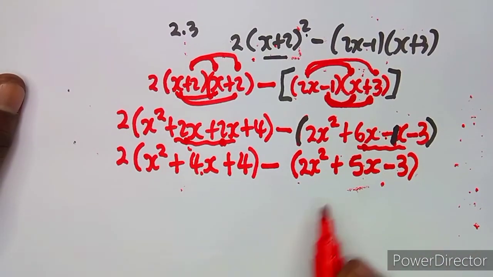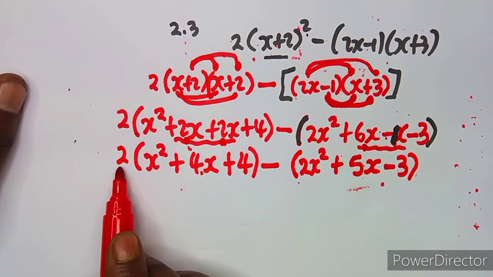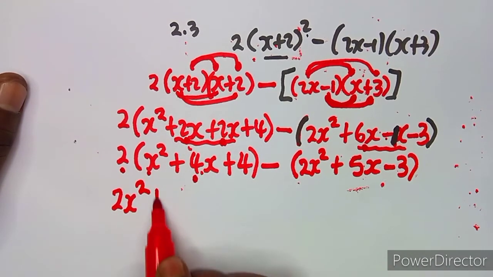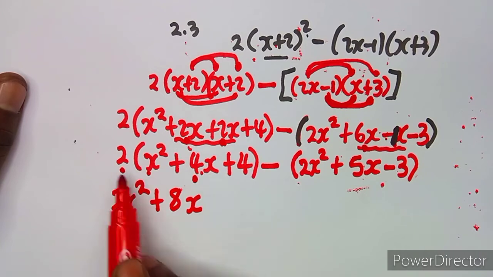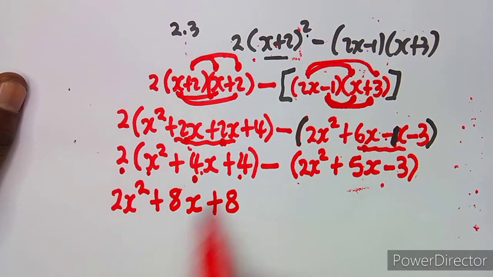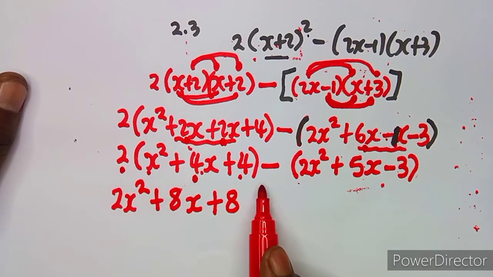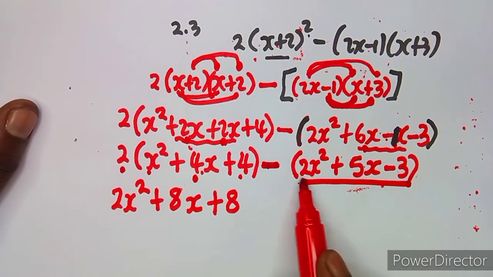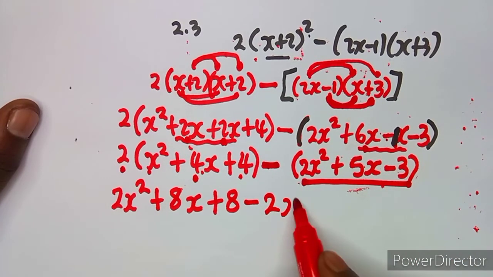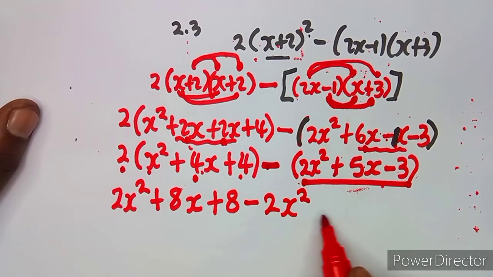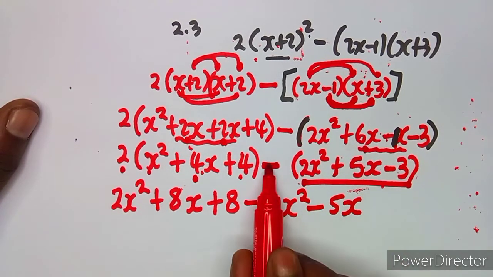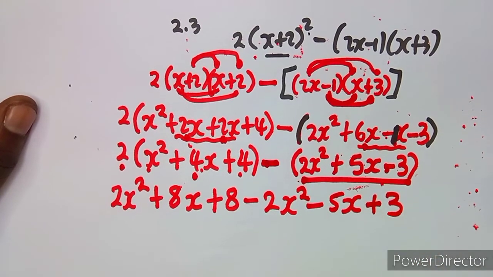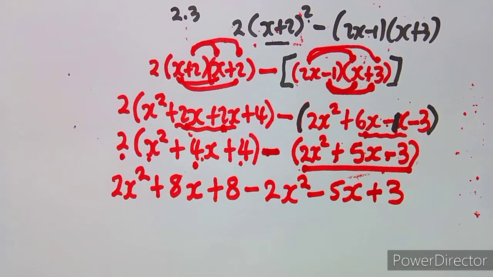Taking another part now, we can expand the brackets. Here we're going to expand by 2, so it's 2 times x squared, which is 2x squared. 2 times 4x is 8x. 2 times 4 is 8. So we have multiplied everything by 2. We move on to here, where the minus is going to affect everything also. So it's minus times 2x squared, which is minus 2x squared. Minus times a plus is minus 5x. Minus times a minus is a plus. Take note.